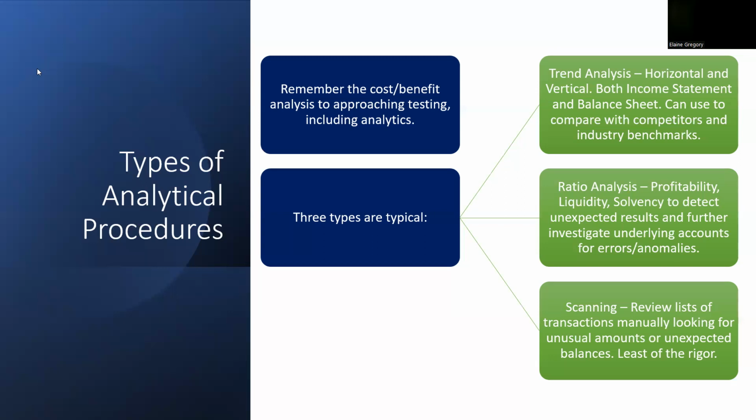The second type of analytical procedure we can do is ratio analysis: profitability, liquidity, solvency, to detect those unexpected results for further investigation. Now, you have to understand that if anything changes from year to year, that's going to change the outcome of those ratios. So you have to understand the components of those ratios and whether or not over the years those components have changed over time.